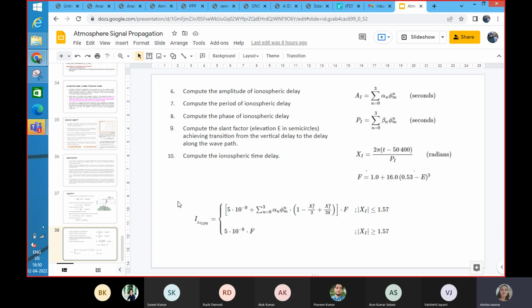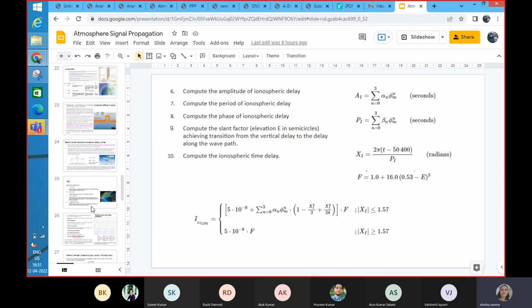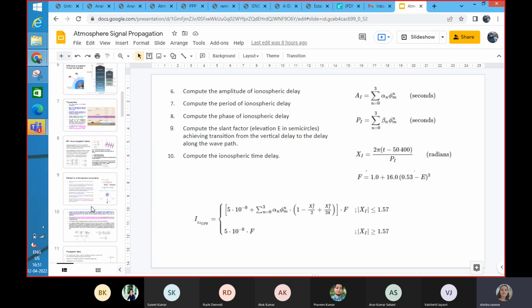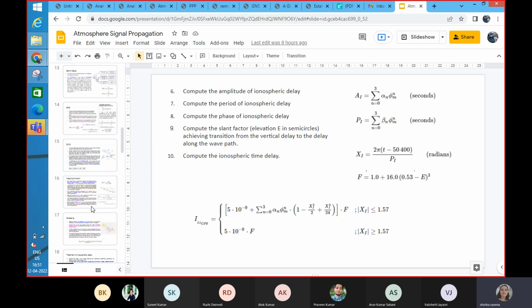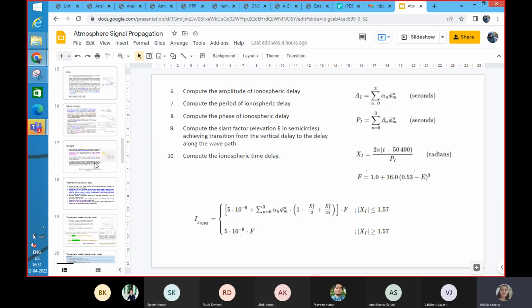So to summarize, ionospheric delay can be corrected using the dual frequency mechanism as well as using ionospheric models like the Klobuchar model. I'll quickly glide through the slides for the ionosphere.